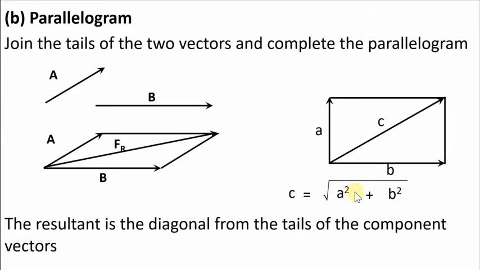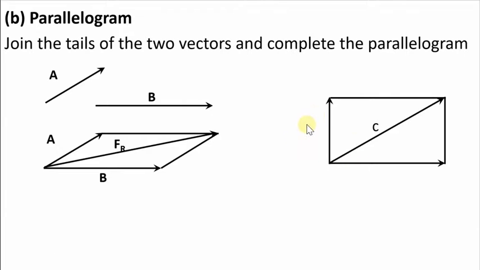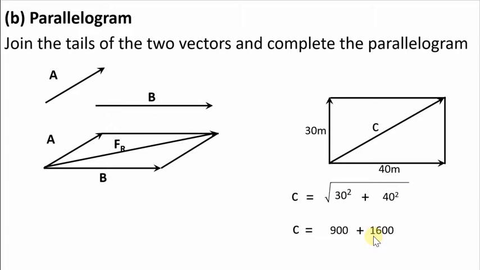Let's say for instance this value here is 30 meters and this value here is 40 meters. Then using Pythagoras theorem, we can say 30 squared plus 40 squared, using that formula I've shown you. Then we square root this. C is equal to the square root of 30 squared, which is 900, plus 40 squared, which is 1600. If you add this plus this, it will be 2500. Then you square root 2500.